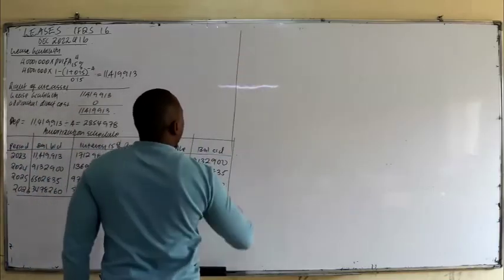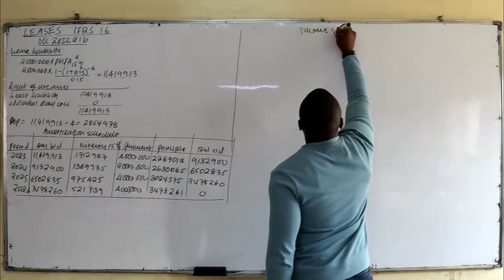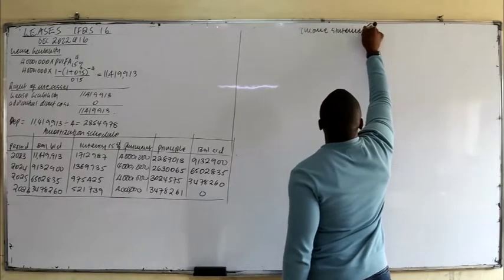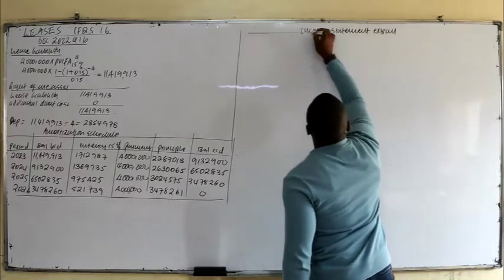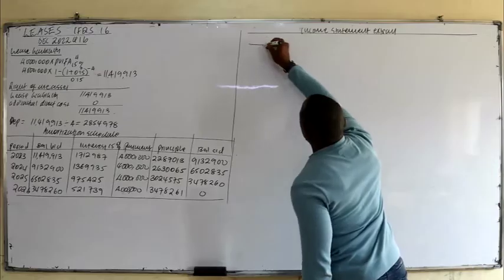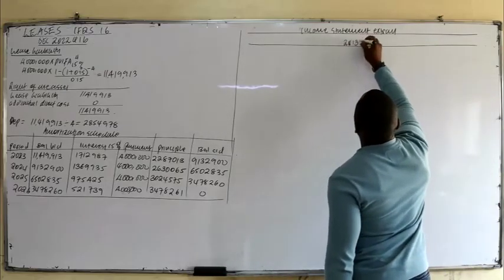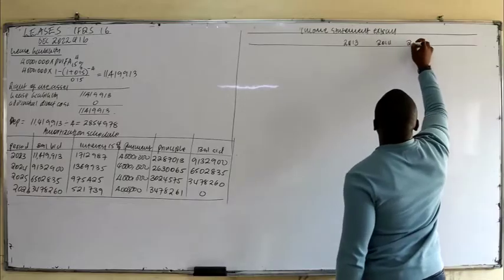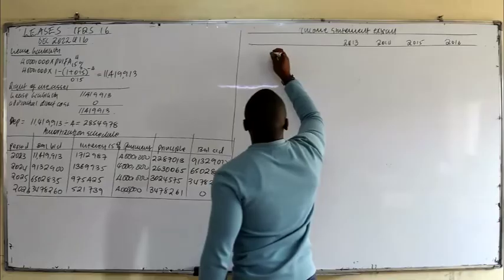So how do you account for this? What do you take to the income statement? What do you take to the balance sheet? So, the income statement extract. So you have here 2023, 2024, 2025, and 2026. Here you have the expenses.